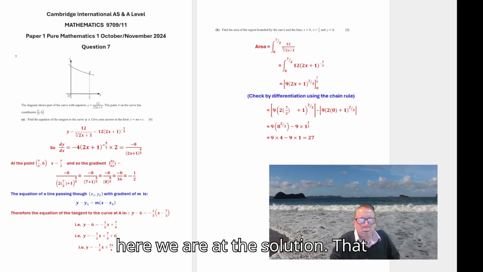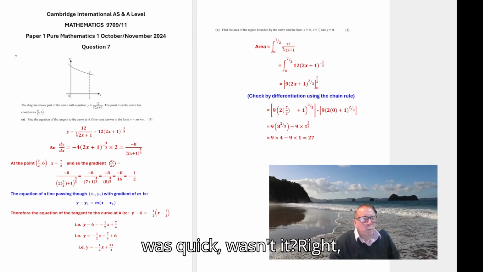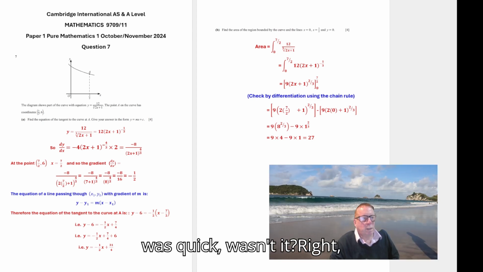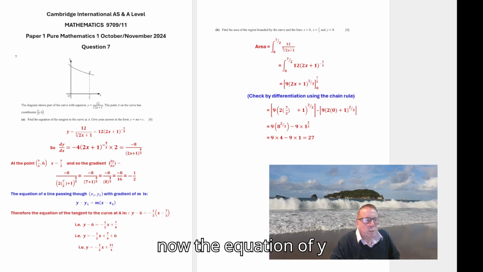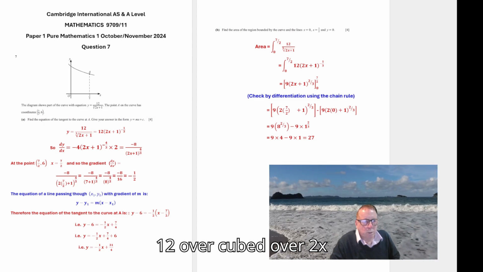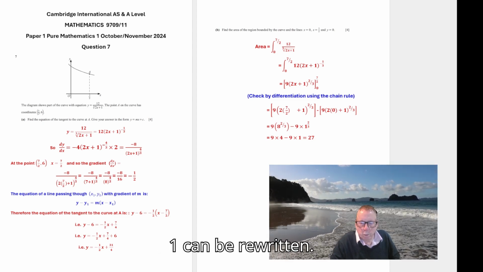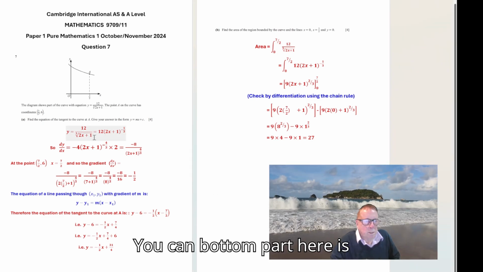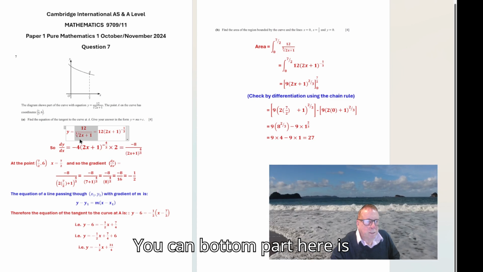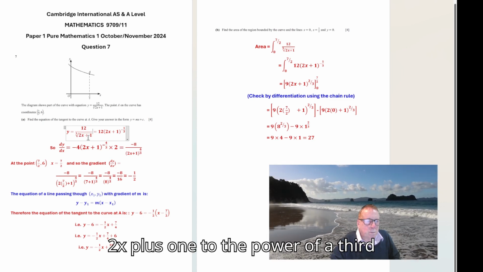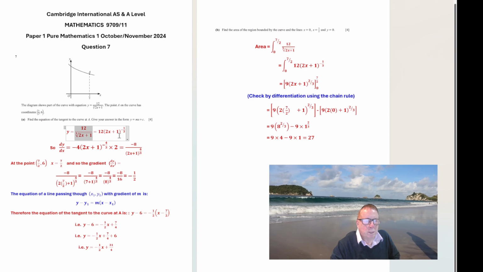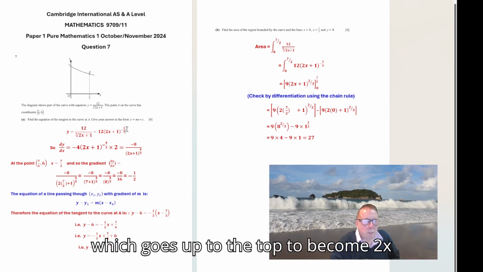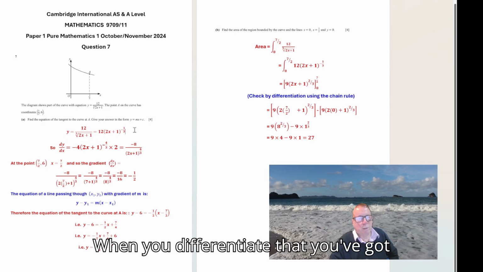And here we are at the solution. That was quick, wasn't it? Right. Now the equation y equals 12 over cube root of 2x plus 1 can be rewritten. The bottom part here is 2x plus 1 to the power of a third, which goes up to the top to become 2x plus 1 to the power of minus a third.